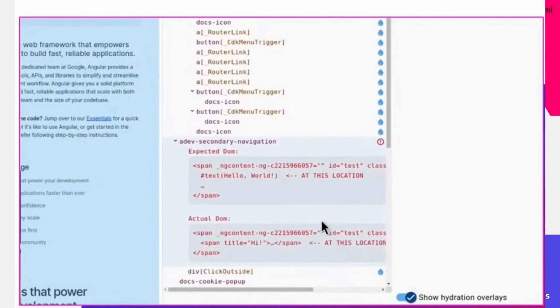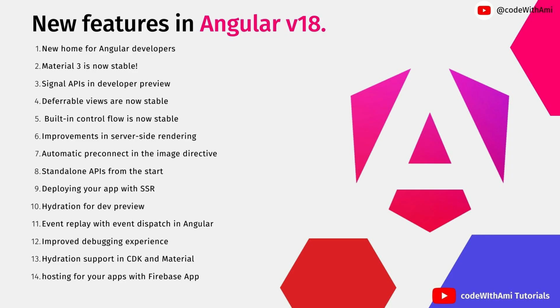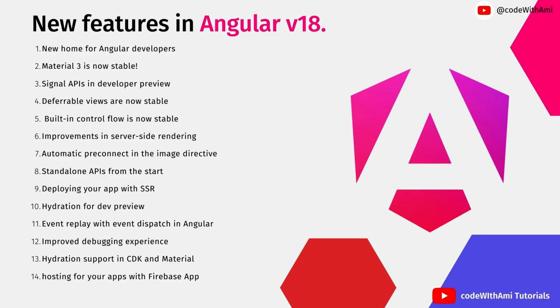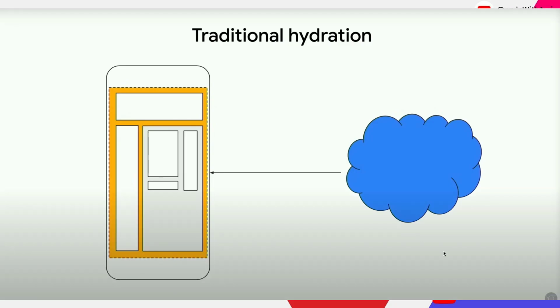Okay, let's talk about the next thing, which is hydration support in CDK and Material. In version 17, some Angular Material and CDK components were opted out of hydration, which caused issues with their rendering. Starting from version 18, all components and primitives are fully hydration compatible. The next thing is the plans for partial hydration.